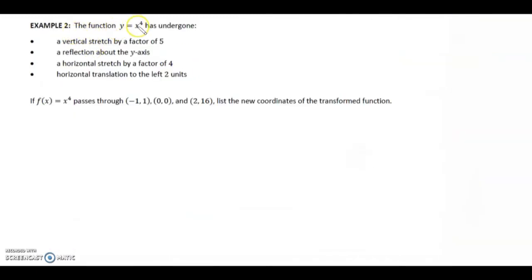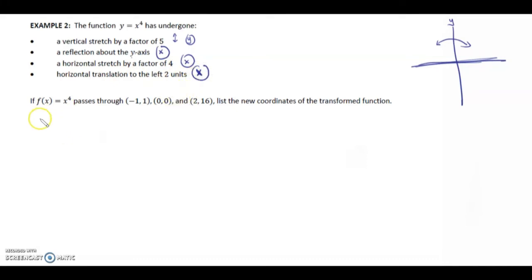Okay, the function y equals x to the 4 has undergone these transformations. Vertical stretch by a factor of 5, reflection about the y-axis. Vertical stretch, verticals up and down, so that's going to affect the y. A reflection about the y-axis, we're going from left to right over the y-axis, so that affects the x values. Horizontal stretch by a factor of 4. Horizontal is left, right, so that's x. And then horizontal translation to the left 2 units, so again, x.